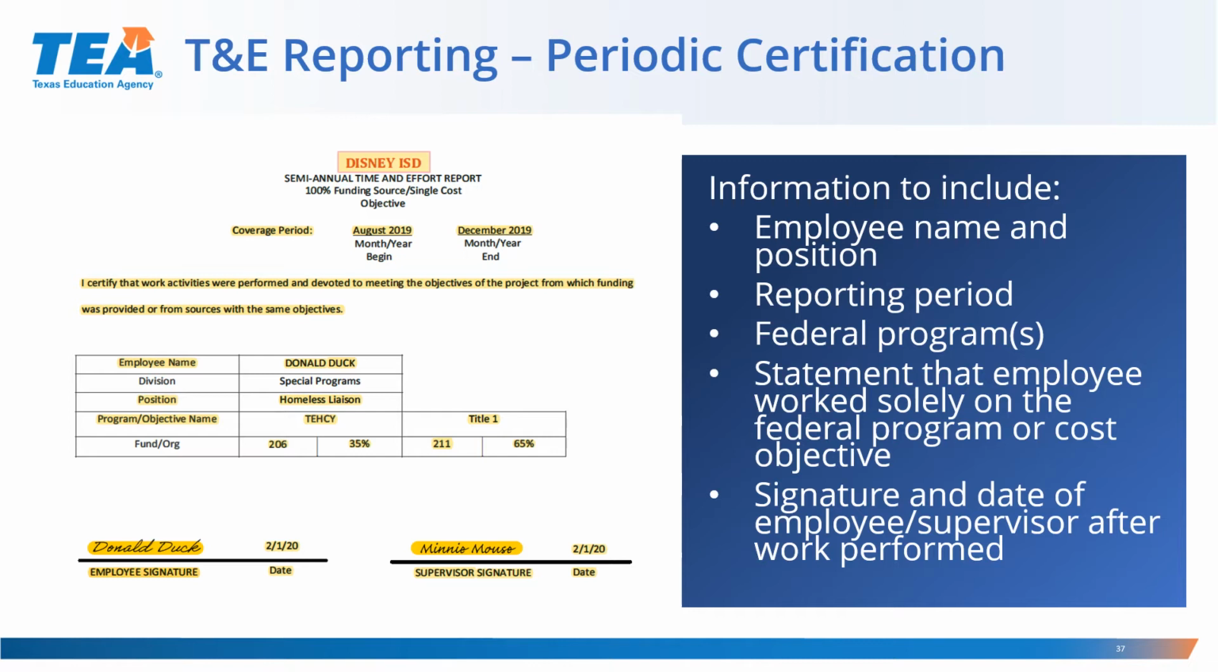Now, why do I say signature and date of employee and/or supervisor? Because that's up to you. At the local level, what does your policy and procedure state? Do you require just the employee to sign and certify their time? Do you also want the supervisor to sign and certify their time, which is a good control to have? Or are you okay with just the supervisor signing? Basically, it's up to your discretion.